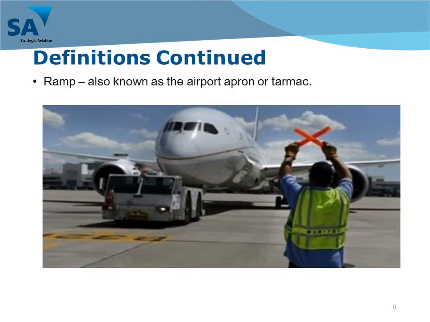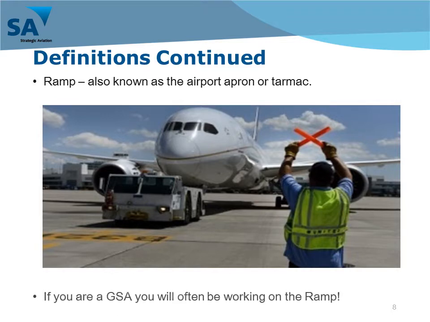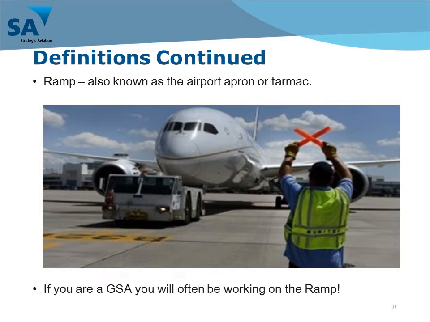Another common term you will encounter is ramp. The ramp is sometimes known as the airport apron or tarmac. This is used for the servicing of aircraft. If you are a GSA, you will often be working on the ramp.